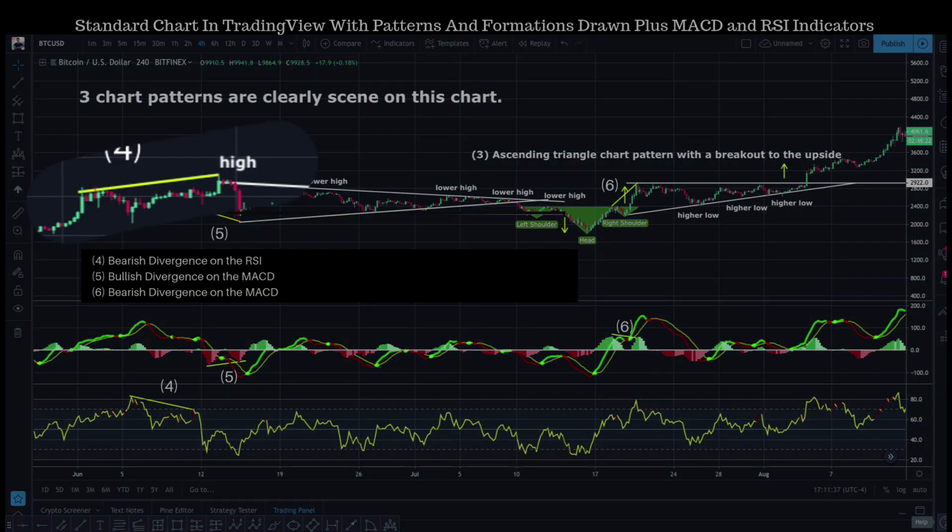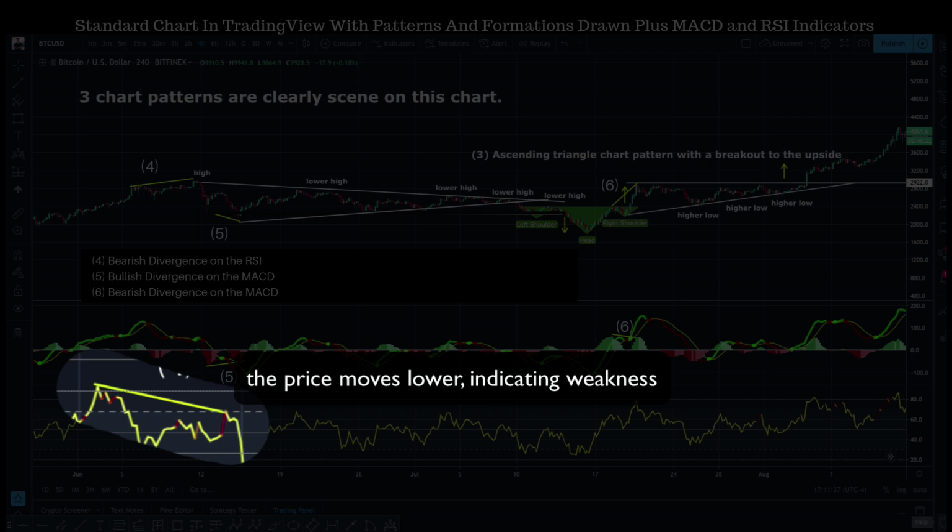You could see on the first yellow line that the price had two peaks, with the second peak being higher than the first. However, looking at the RSI, you could see that the second peak of the RSI is lower than the first. This shows that the momentum is weakening and is a very strong sell signal.